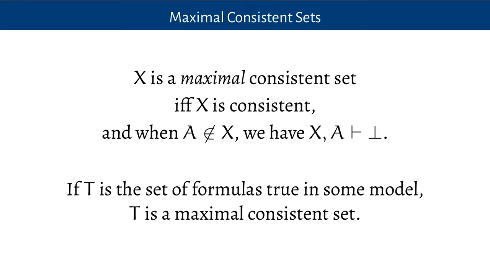And indeed, if I've got a set of formulas that's true in some model, it's going to be a maximal consistent set. The formulas true in a particular model decide everything one way or another. And so if there's a formula which is not in that set, it's already excluded because its negation is in there. And so it's got to be a maximal consistent set.